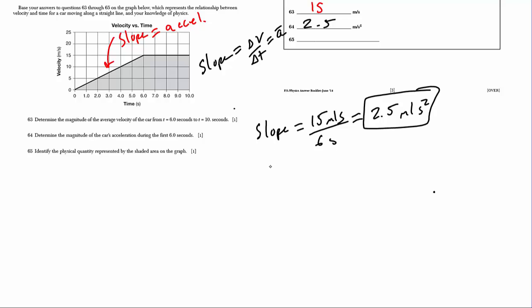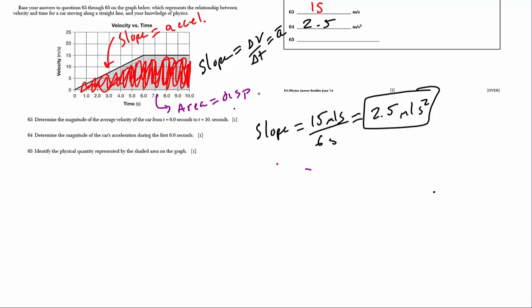And finally, 15, identify the physical quantity represented by the shaded area in the graph. We're not looking for a number here. We want you to tell us what this shaded area even means. What does it represent? It must mean something. The shaded area is indeed the area, which for a velocity time graph is displacement. And that's the answer. Area is displacement.